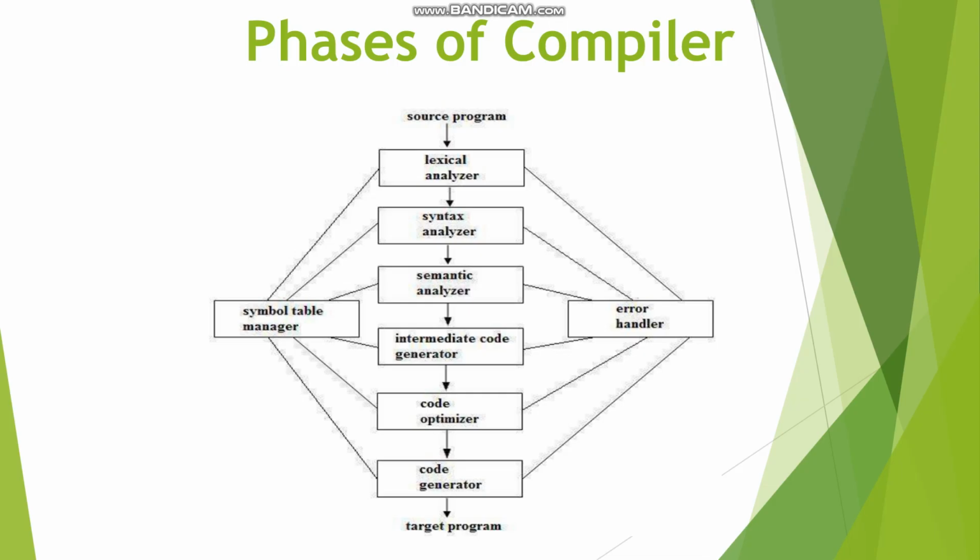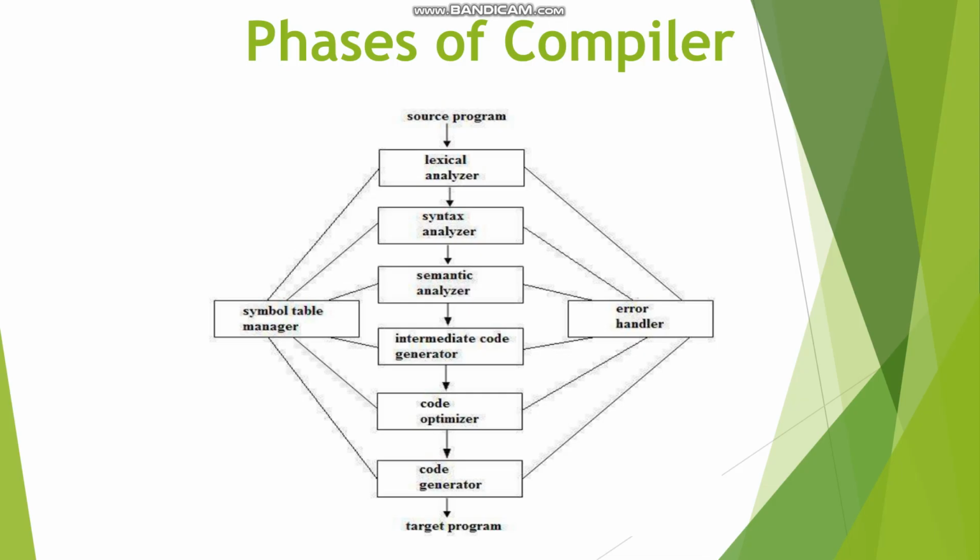So what is compiler? Compiler is a software program that converts the high-level source code into low-level machine code that can be executed by the computer hardware. So the process of converting the source code into machine code involves several phases or stages, which are collectively known as phases of a compiler.